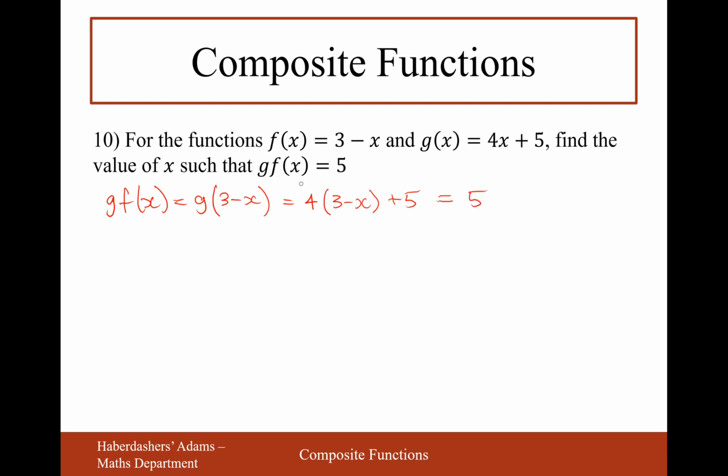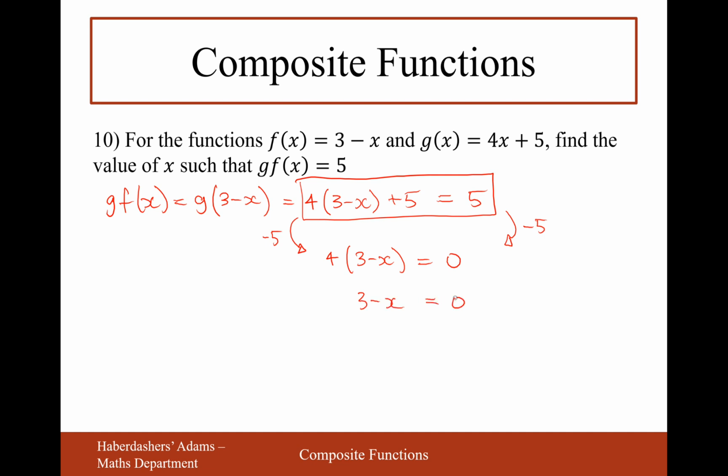So I've got an equation here. Now I think what I'll do with this thing here is take away the 5 from both sides. So I'll end up with 4 brackets 3 minus x equals 5 minus 5 is 0. Divide both sides by 4, and 0 divided by 4, well, it's still 0. Add the x onto the other side, and you get x equals 3. And there we are, that's the answer to question 10.